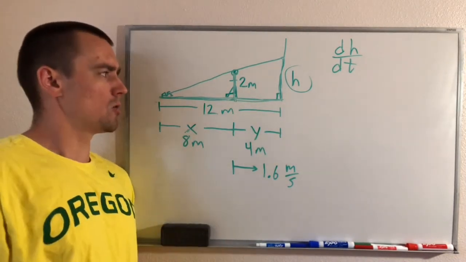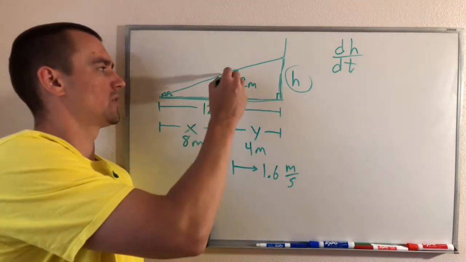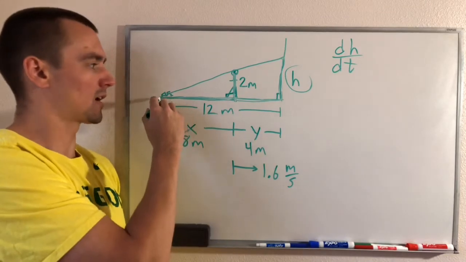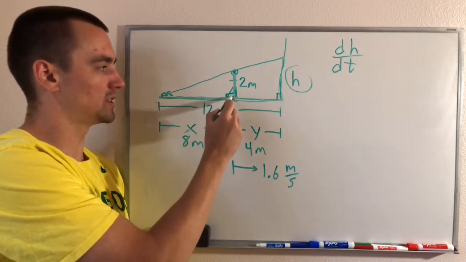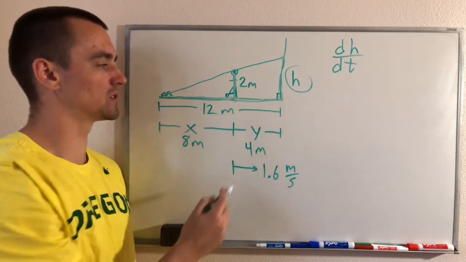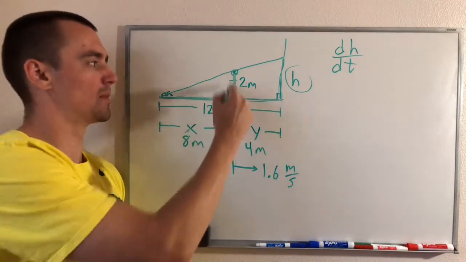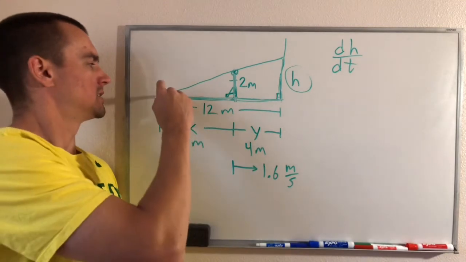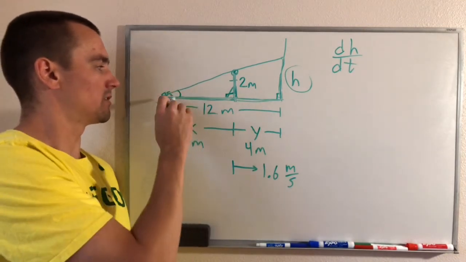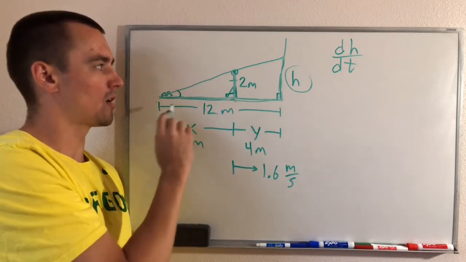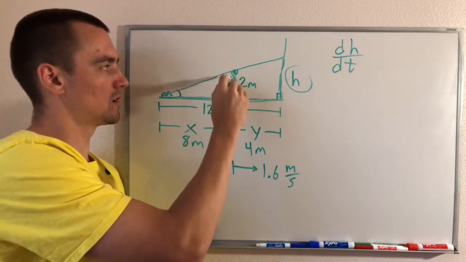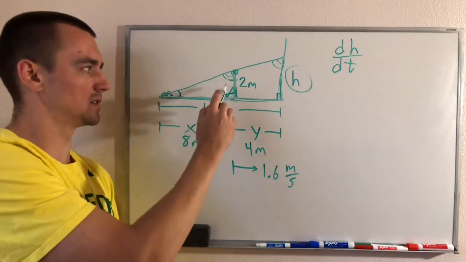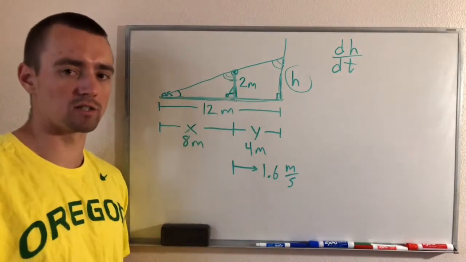Knowing that we have these two different triangles, which are laid within each other, we know that this angle is 90 degrees as well as this angle is 90 degrees. We can just assume the man is standing straight up and the wall is perfectly vertical. Since they obviously share this angle, that also tells us that this angle here is the same as this angle here. So what that means is this little triangle and this big triangle are similar triangles.